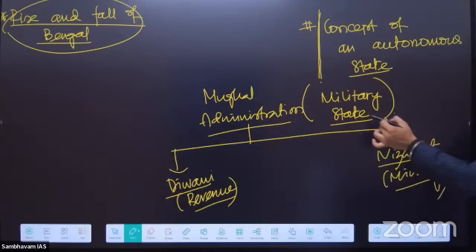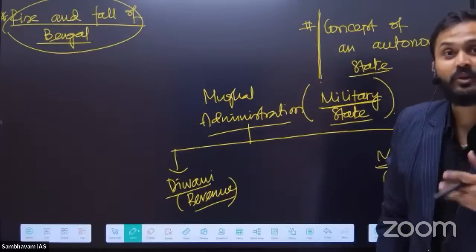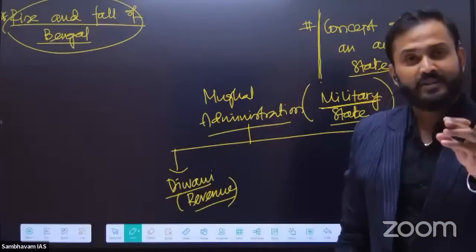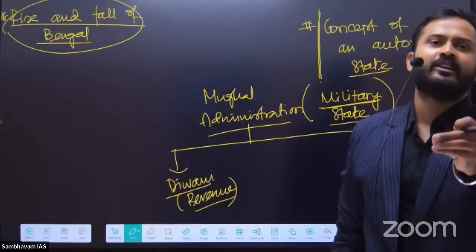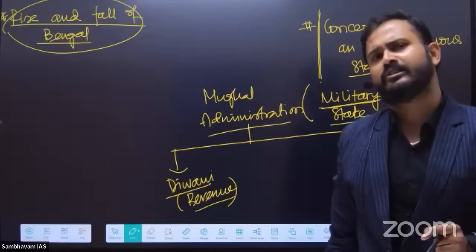And as I have explained, it is a military state. That means Nizamat will have both military and police functions. That means during war, it will play the role of keeping the country safe. During peacetime operations, they will maintain law and order and also dispense justice. This is the definition of a military state.